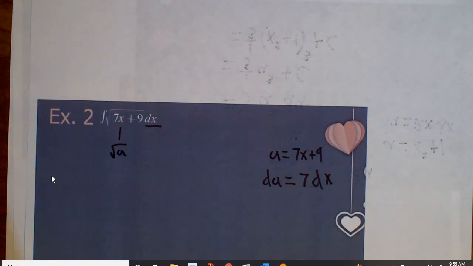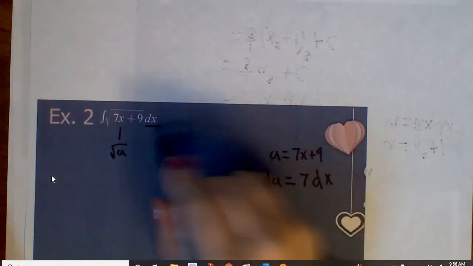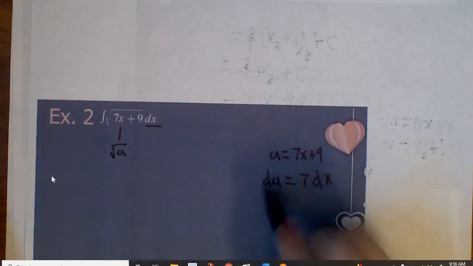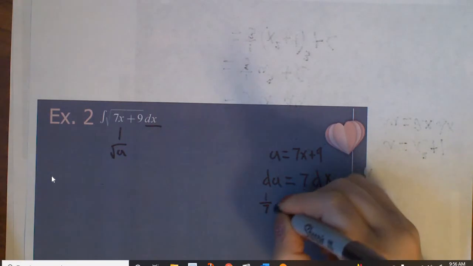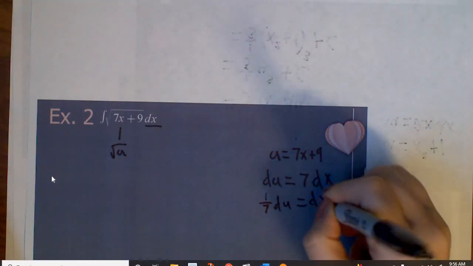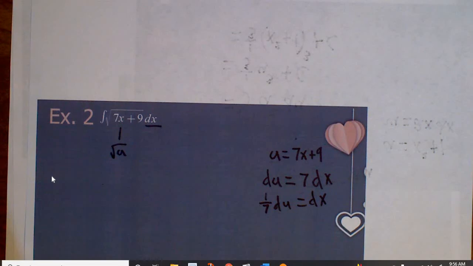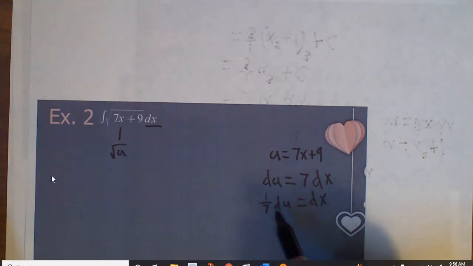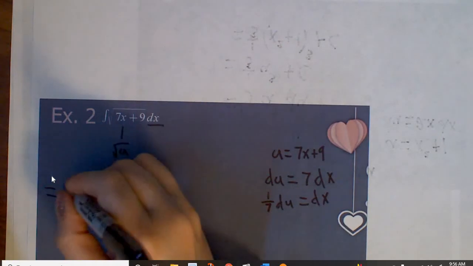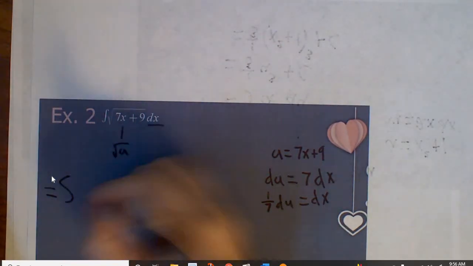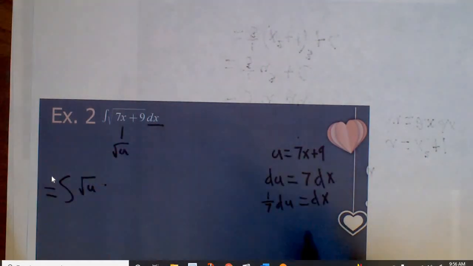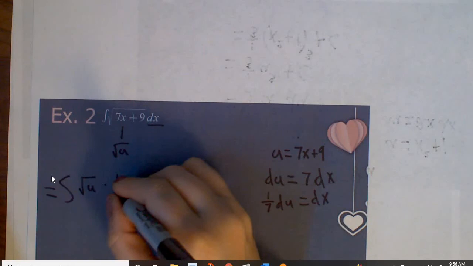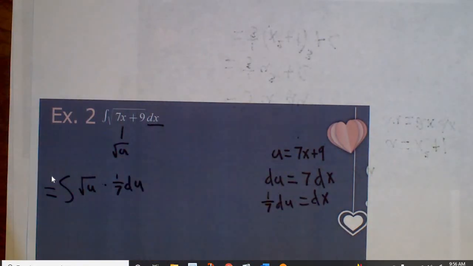So what we end up having to do is, I do have a dx. So if I can solve for dx here, I can just replace my dx with whatever I have on the left side of my equation. So notice that if I divide by 7 or multiply by 1/7, I can solve for my dx. And so this time, this is what we're going to replace our integral with. I would have the integral of the square root of u times, and this time instead of just replacing it with a du, I need to replace it with a 1/7 du.